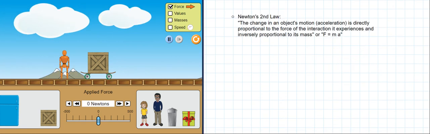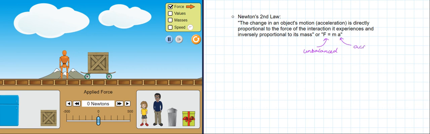Newton's second law says that the change in an object's motion, also known as acceleration as we just saw, is directly proportional to the force of the interaction it experiences and inversely proportional to its mass, or F equals m times a. Now, I like to rather write F net, or the net force equals m times a, because there's usually more than one force, but same idea here. So basically what this law is saying is that if there is an unbalanced interaction, known as this force over here, and remember this is going to be unbalanced, then that's going to cause an acceleration.